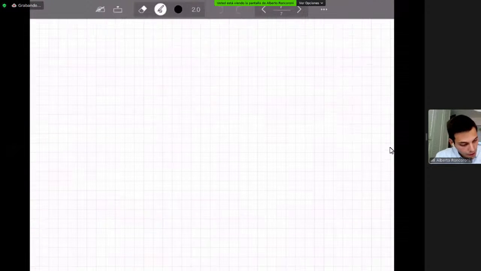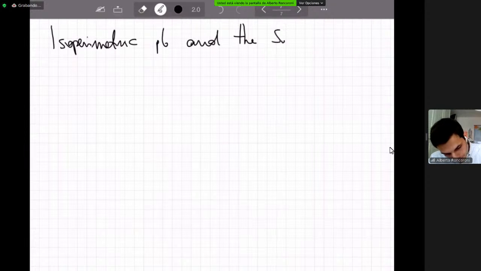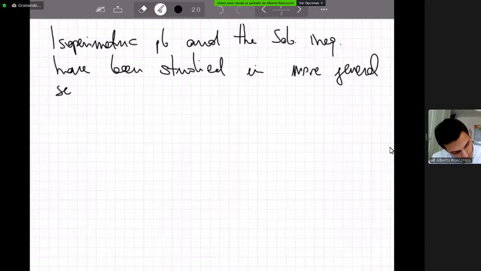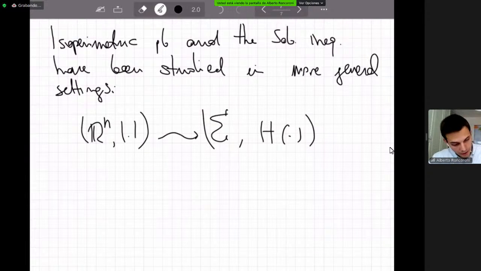And so our motivation to consider this problem is that the isoperimetric problem and the Sobolev inequality have been studied in, let's say, a more general setting. So not only in the Euclidean space with the Euclidean norm, but also in convex cones of R^n with not the Euclidean norm, but a general norm, so let's say an anisotropic norm. Okay, so let me explain better these two characters of the story.